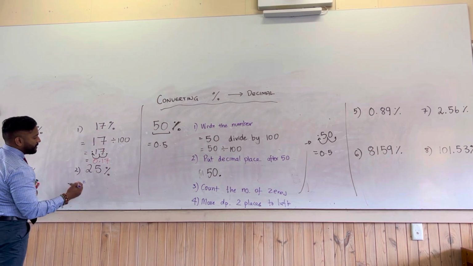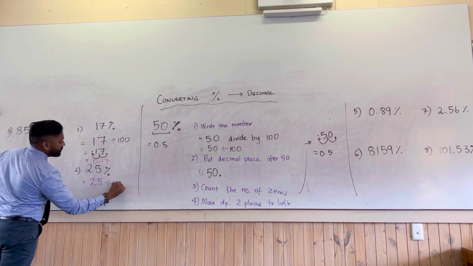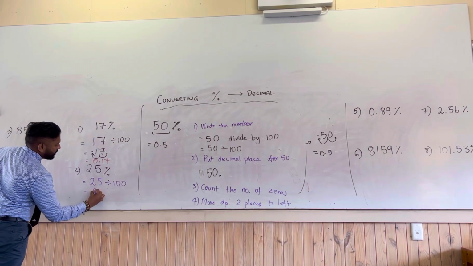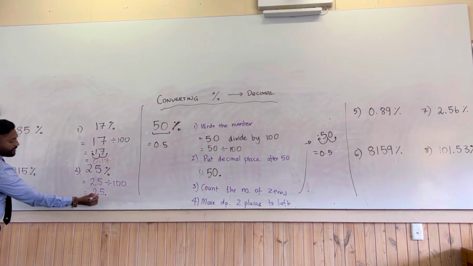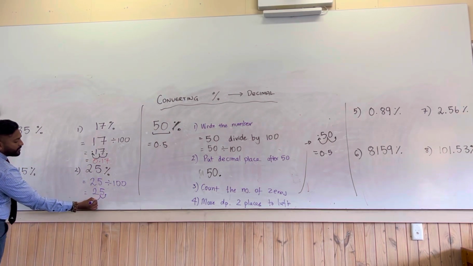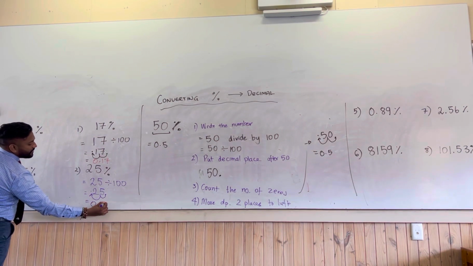So you write it, 25 divided by 100. There are 2 zeros in 100. Then you write 25 with the decimal point at the end. Well done. Then you draw 2 loops, 1, 2, to the left, and you move the decimal point there. That's your answer. And what does that become? 0.25. That's literally it.